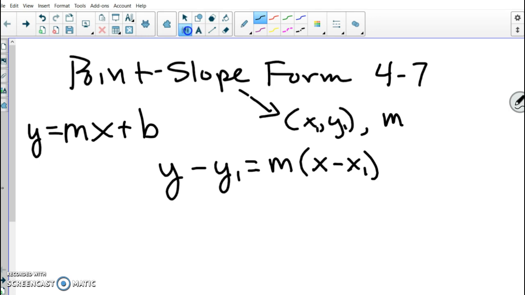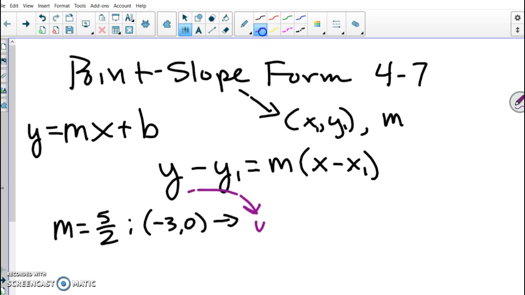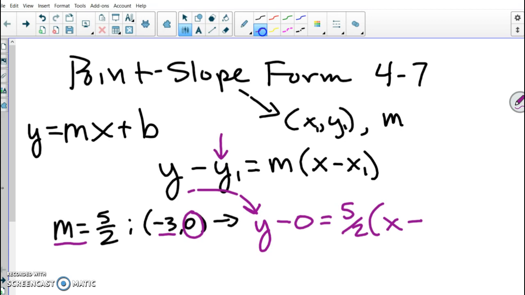Write an equation in point slope form for the line with the given slope. Slope equals 5 halves. And it says we're working with the point -3, 0. So let's plug those two pieces of information into our equation. Remember that we have the first variable as our y. The second, y1, comes from our point. So that's y minus y1, equal to our slope, 5 halves, times x minus our x value, minus -3.